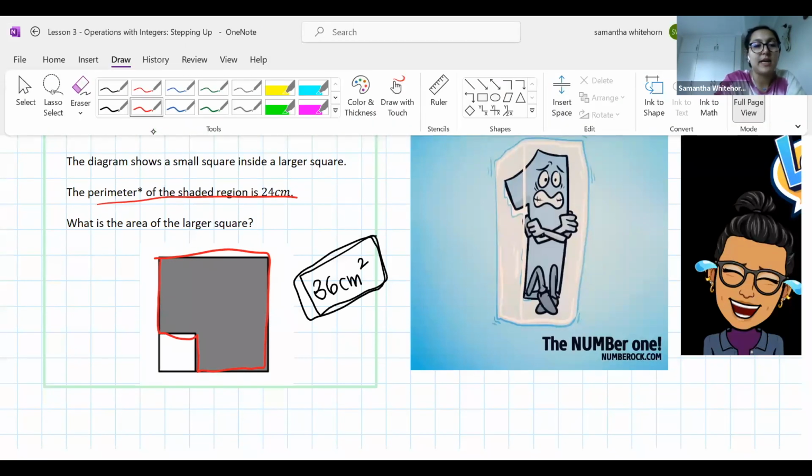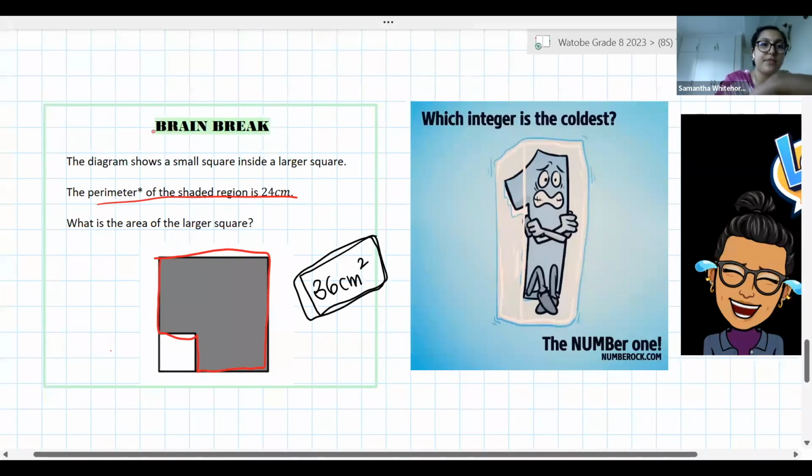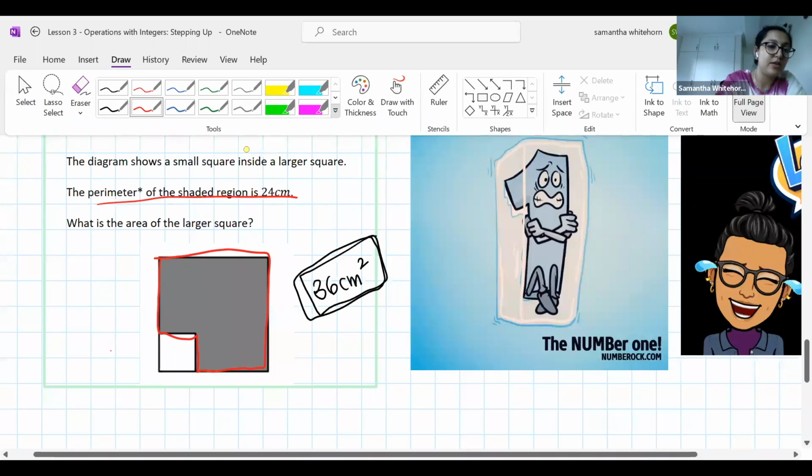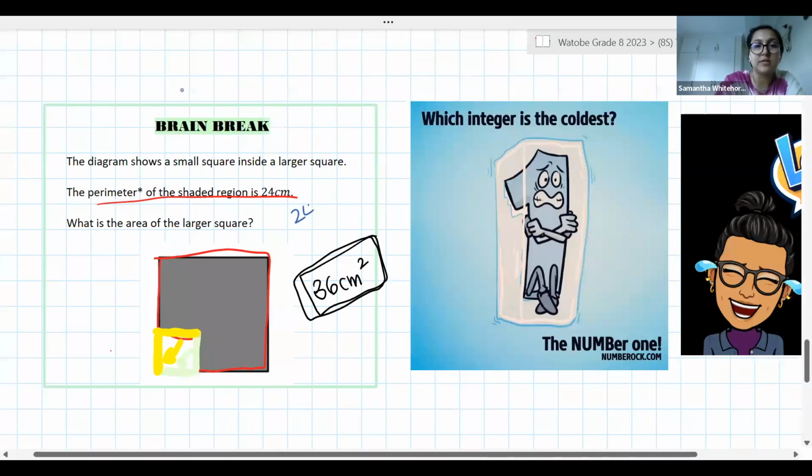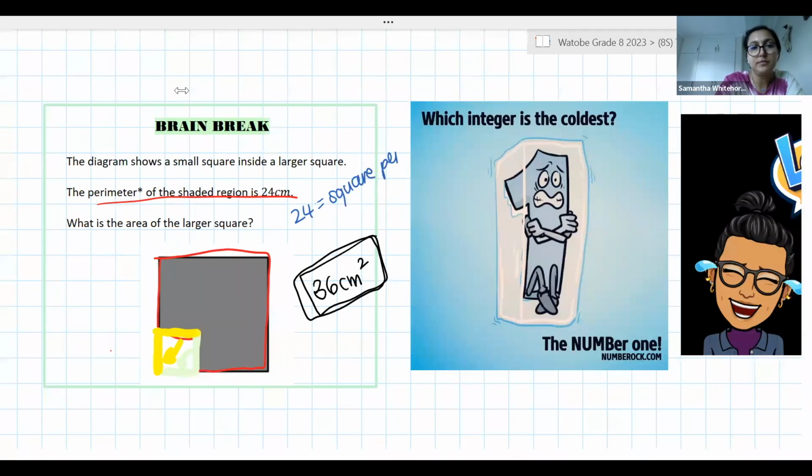Now, if we think about what that actually means, if I take the side length over here and I push it out to be sitting in line with one side of the square, and I do the same thing with the other side length and bump it out to sit with the side length of the square, what I actually have then is the perimeter of the square. So that 24 centimeters is the square's perimeter.